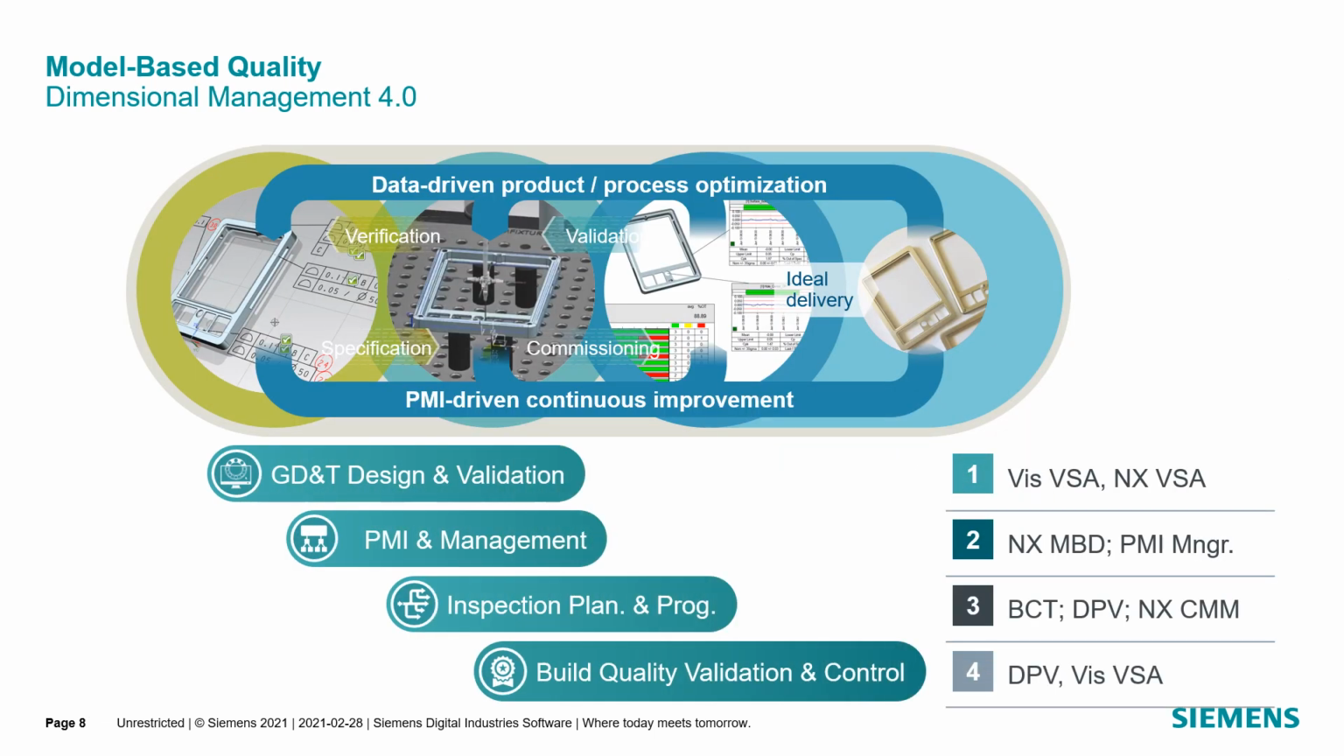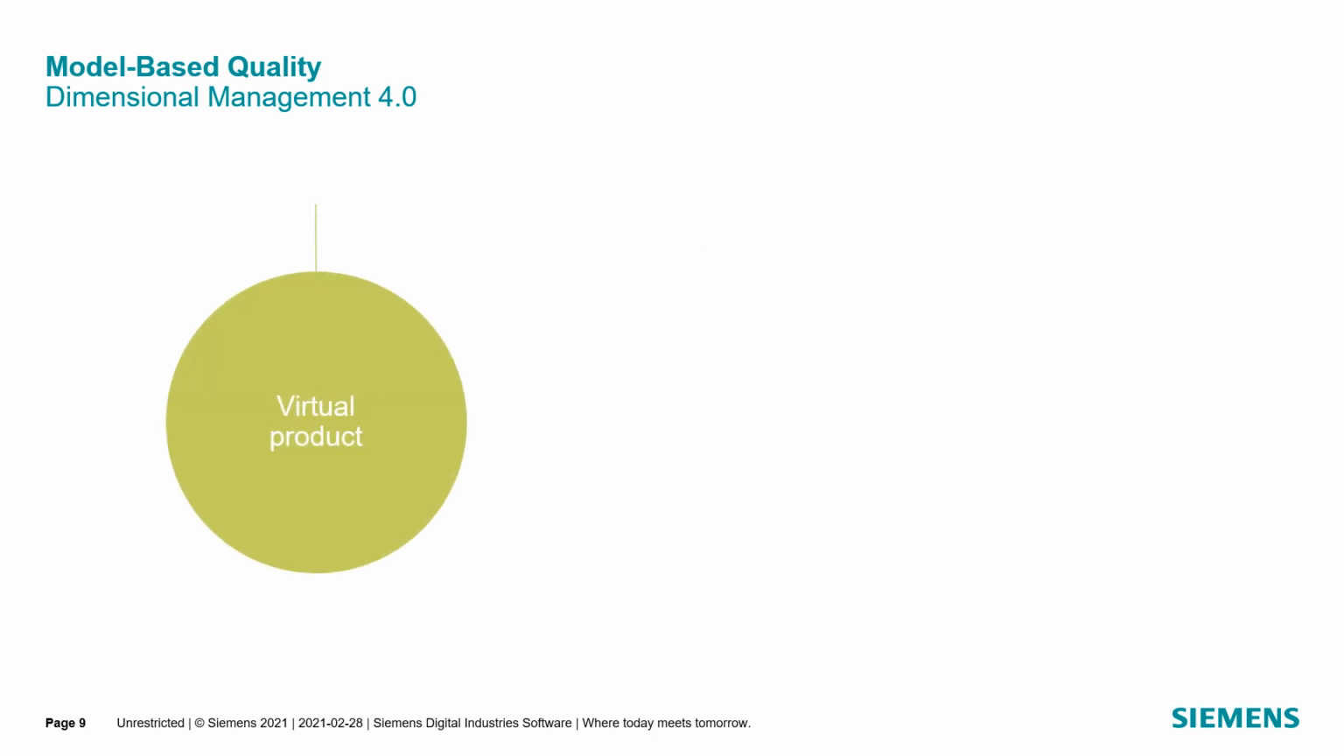Model-based quality solution is a portfolio of tools for upgrading to dimensional management 4.0. We have VIS-based VSA and NX VSA for GD&T design and validation, NX MBD and PMI manager for PMI and management, DPV, NX CMM and BCT for inspection planning and programming, and DPV and VIS VSA for build quality validation and control. Now let me show you how MBQ works.